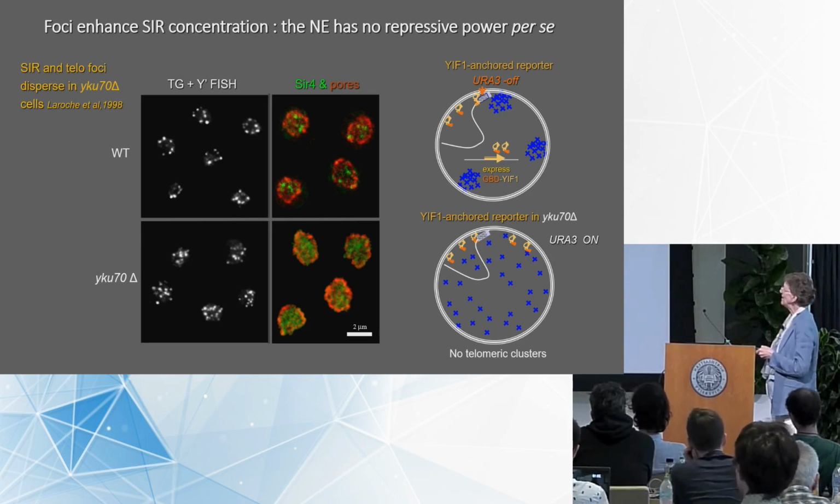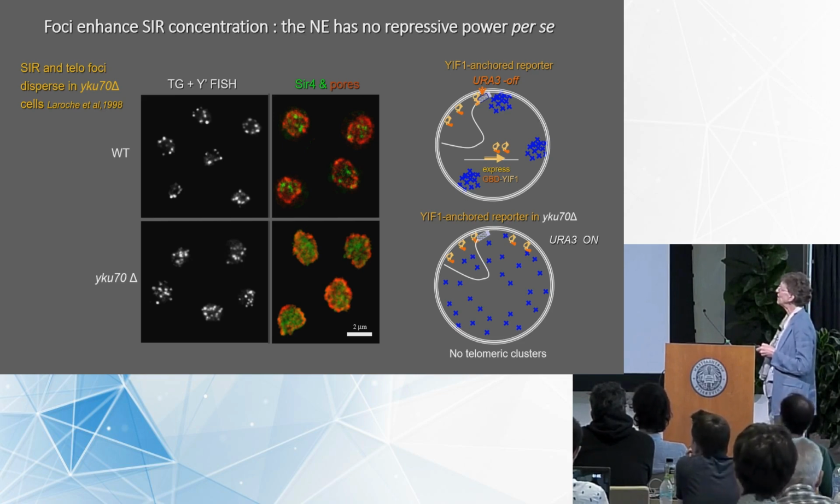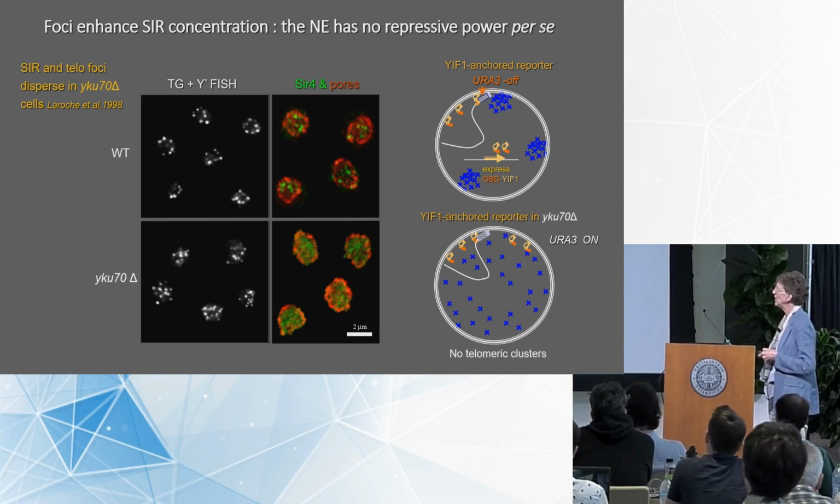And this was, again, Angela's work. So the question was, if you tether anything at the periphery near these foci, it will be silenced. That was shown by Andrulis and Sternglanz in 19-something. But a very important experiment was to ask, is it the nuclear envelope or is it really the clusters? So we did it in a COO mutant where the SIRs are dispersed. And the tethered URA gene was on rather than off.